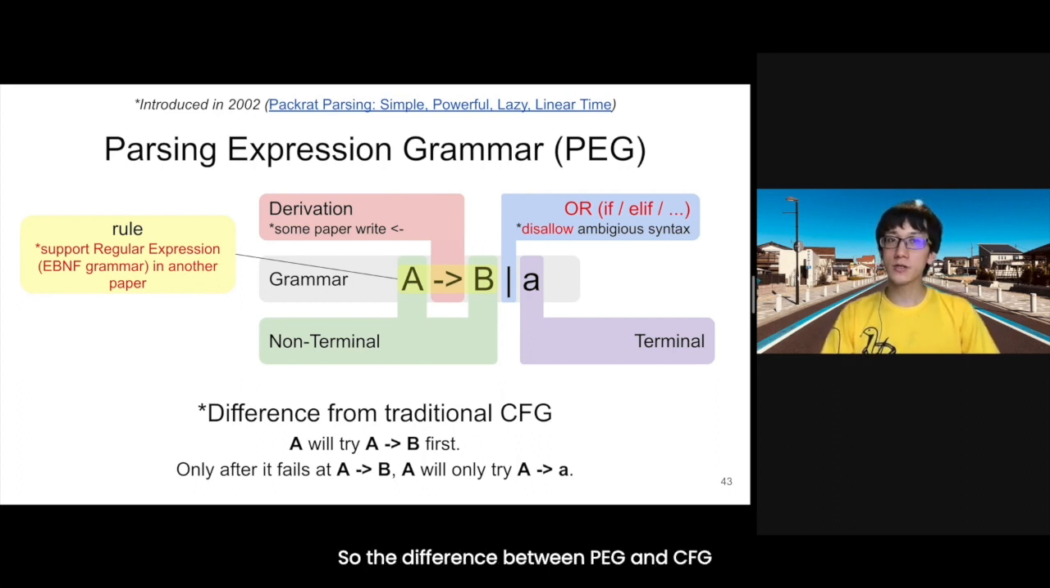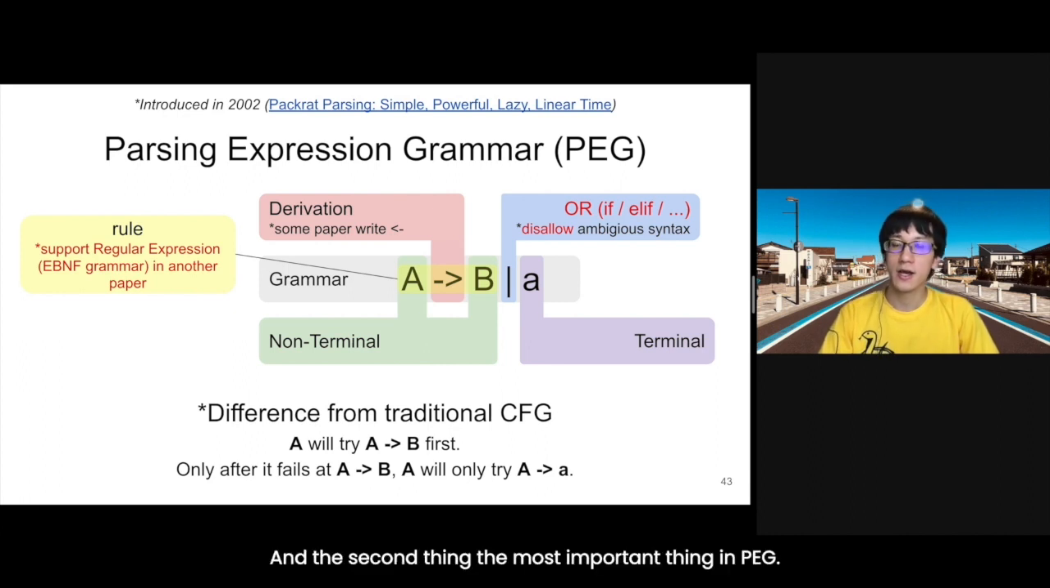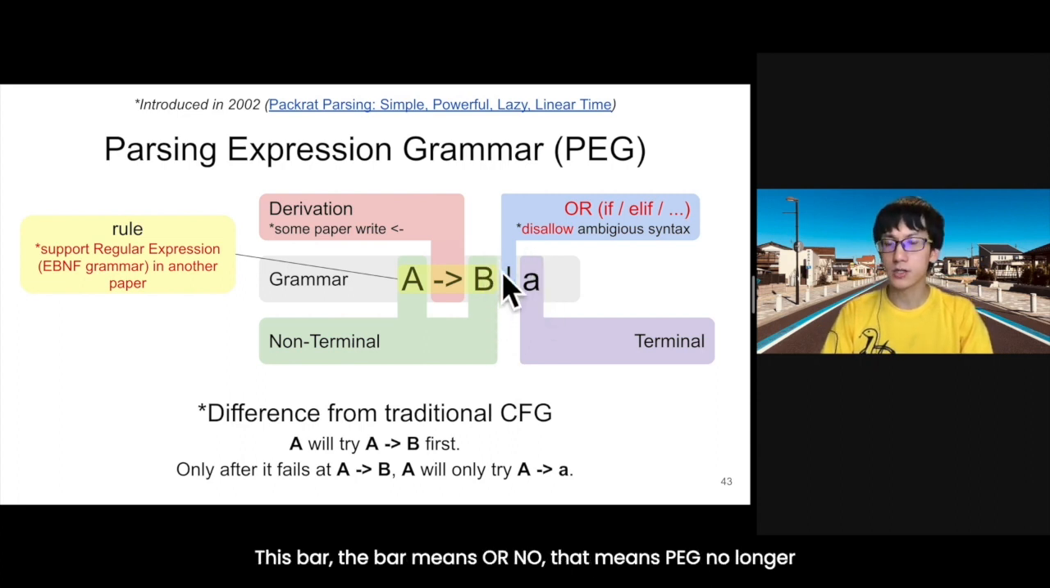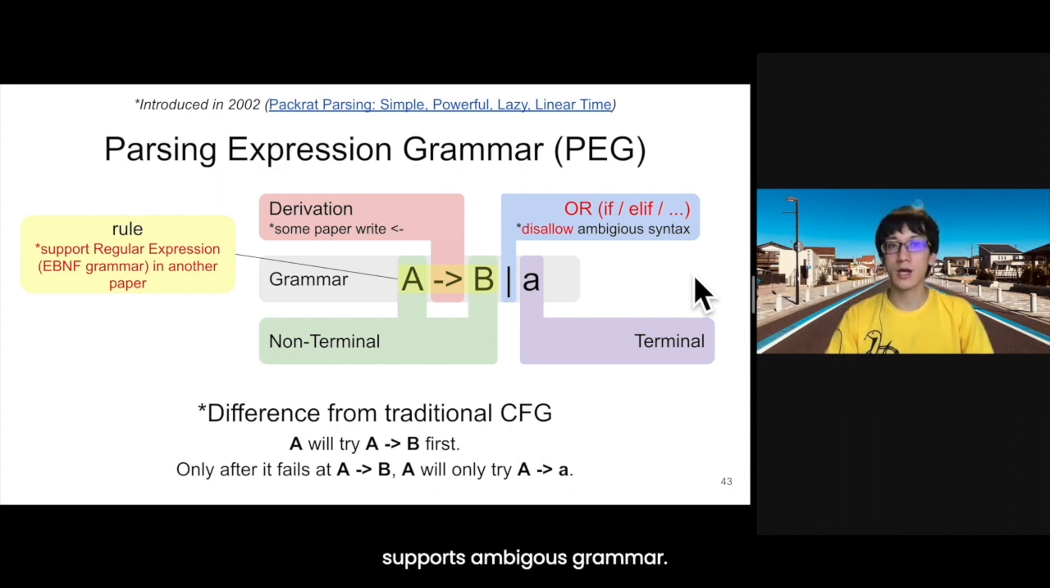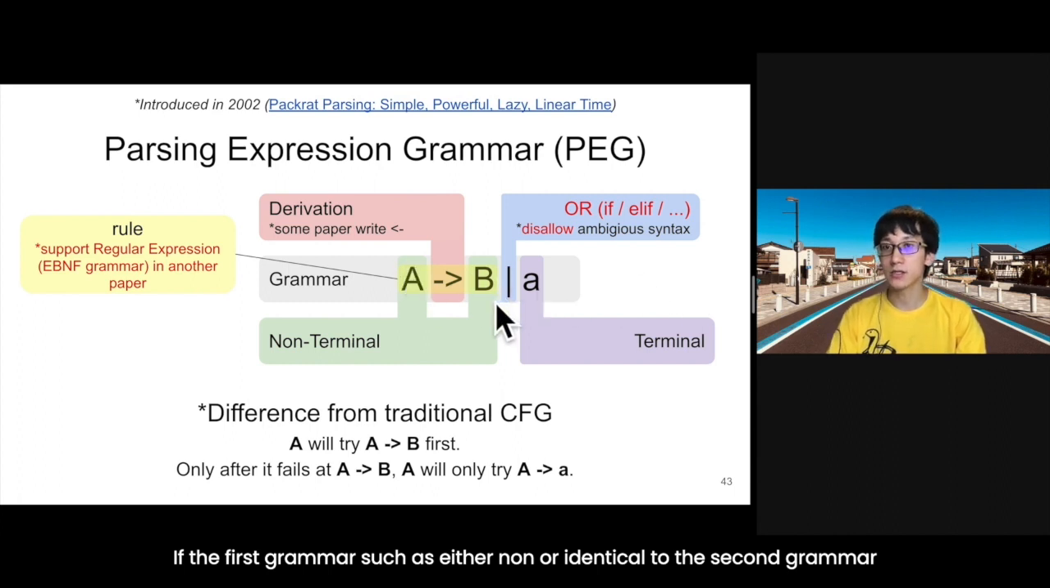There are two differences between PEG and CFG. First, the rule supports regular expressions in PEG. And the second thing, the most important thing in PEG, is this bar. The bar means all or null. That means PEG no longer supports ambiguous grammar. If the first grammar succeeds, it will not go to the second grammar.